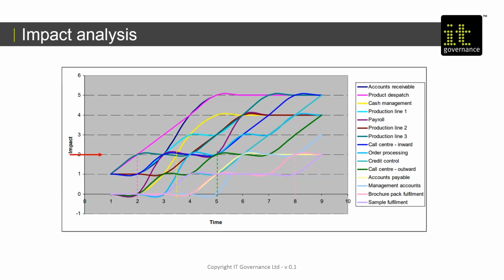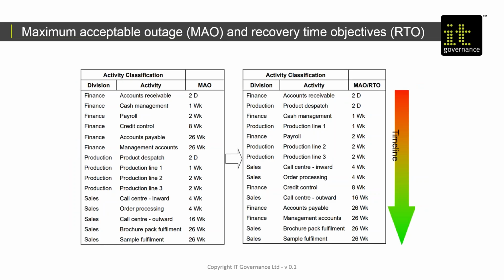Normally those points on the timeline would be expressed in terms of hours or days or weeks or months or whatever is appropriate. So the point about these is that it's not scientific, but it gives us a relative priority between the different activities. Once we've done that, we can then take the information, put it into a table like this, whether we call it MAO or MTPD, same thing, or RTO. Typically the RTO, the recovery time objective, wants to be a bit shorter than the maximum acceptable outage, just to provide a margin for error.